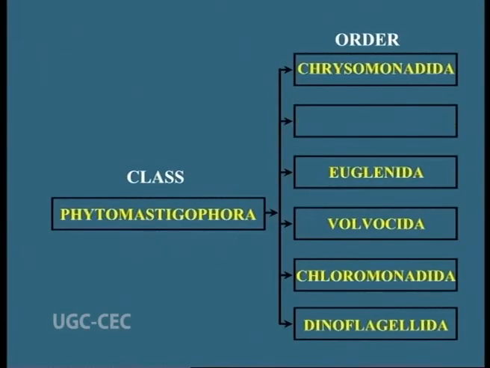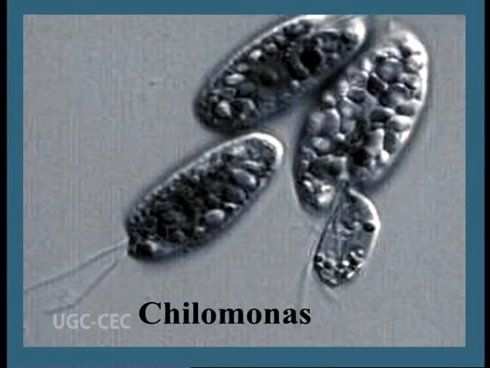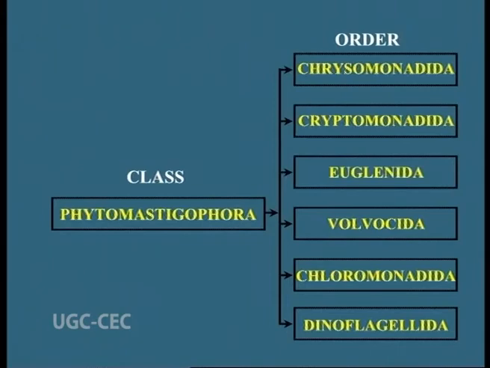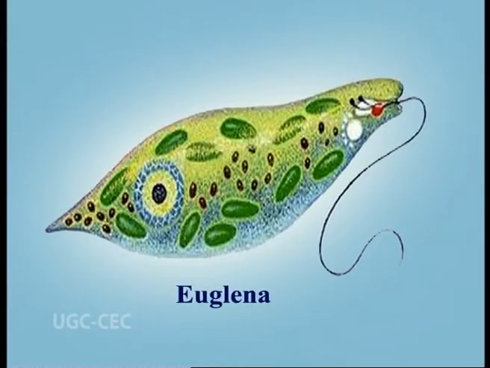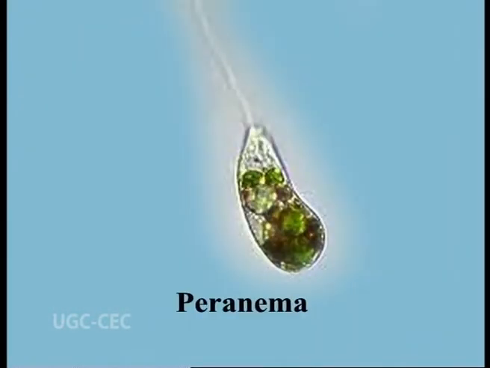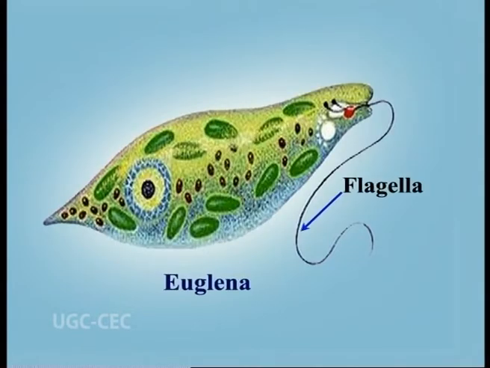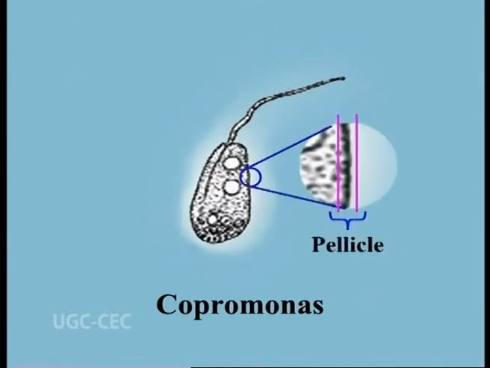Order Cryptomonadida. Examples are Chilomonas and Cryptomonas. They are small with rigid pellicle, containing 2 flagella. Anterior gullet reaches up to the middle of the body. They have green, yellow, brown or colorless chromatophores which form starch. Order Euglenida. Examples are Euglena, Peranema, Phacus and Copromonas. They have 1 or 2 flagella. Pellicle is thick.